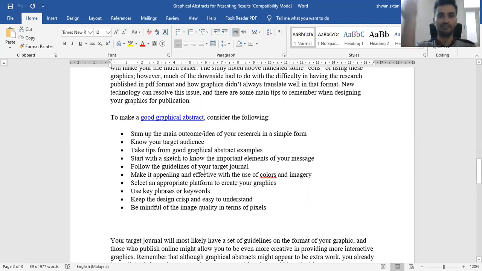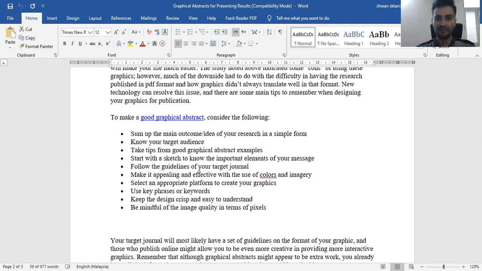And take tips. This is very important: look at previously published graphical abstracts. Find the pros and cons, the advantages and disadvantages, of them. Find the ones that have mistakes and try to avoid them. You should include the main elements of your research as much as possible in your graphical abstract. After that, you have to follow the guideline of the journal. Each journal has a guideline, for example, 600 pixels should be used, color or gray scale. You should read the journal's guideline very clearly.